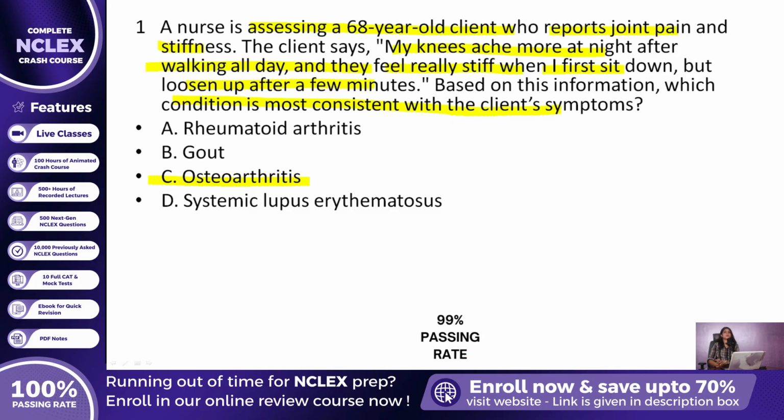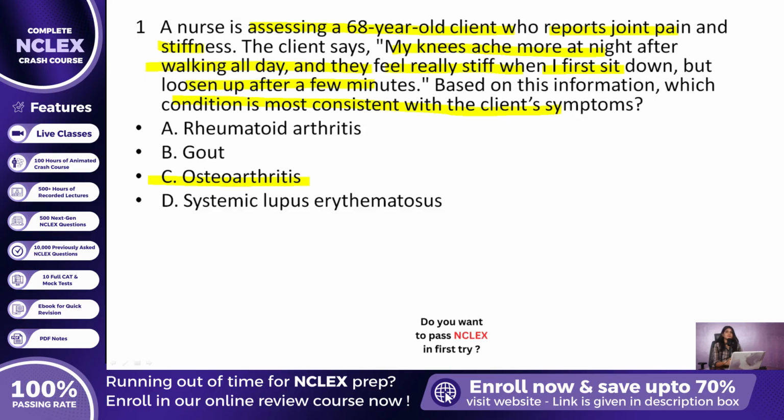Let's see why other options are incorrect. Option A. Rheumatoid arthritis pain is typically worse in the morning and improves with activity. It also usually presents with prolonged stiffness lasting more than 30 minutes upon waking and tends to affect smaller joints symmetrically, like the hands and wrists. Option B. Gout presents as sudden, severe pain with redness and swelling, often in the big toe. It does not follow a pattern of worsening with use throughout the day. It's characterized by acute attacks.